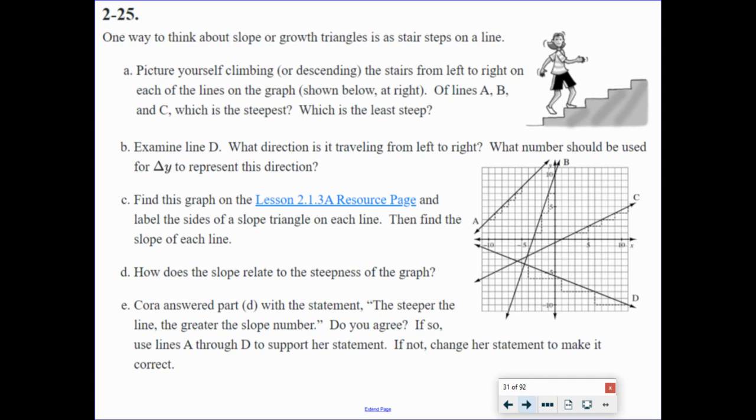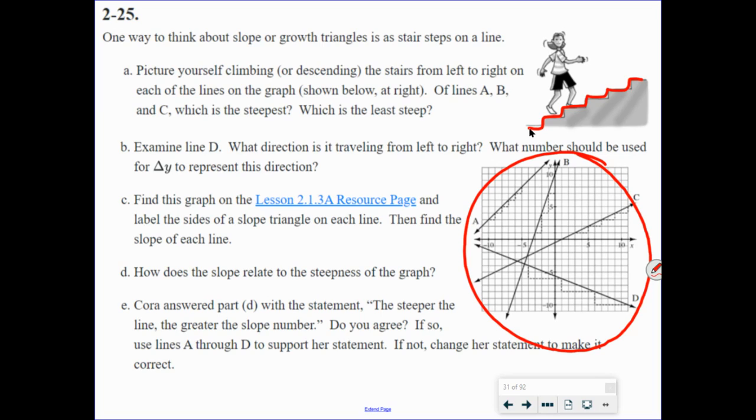So problem 225. One way to think about slope or growth triangles is a stair step up on a line. So right here, you think of the stairs on the picture there, okay? Picture yourself climbing or descending the stairs from left to right on each stair, or each of the lines on the graph shown below on the right. Of lines A, B, C, which is steepest, which is the least steep? So imagine you were climbing stairs. Here are the stairs, and we were looking at these lines right here.